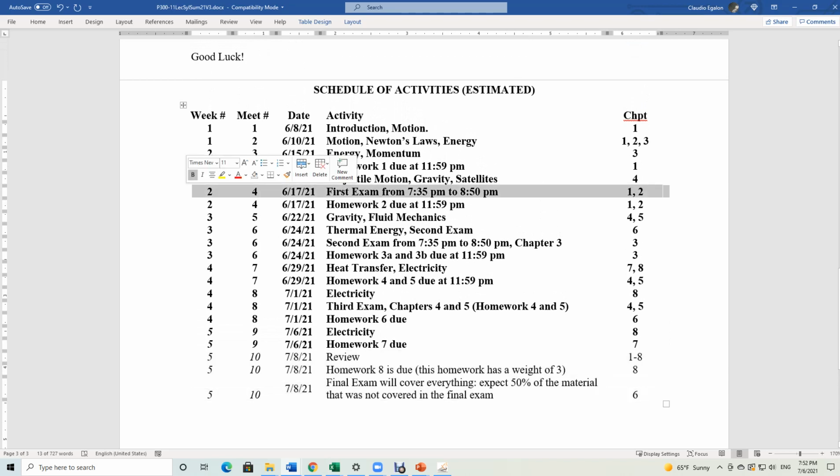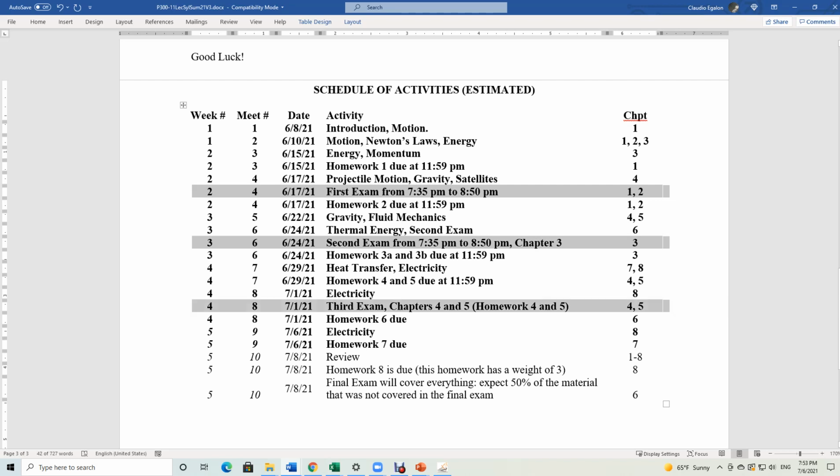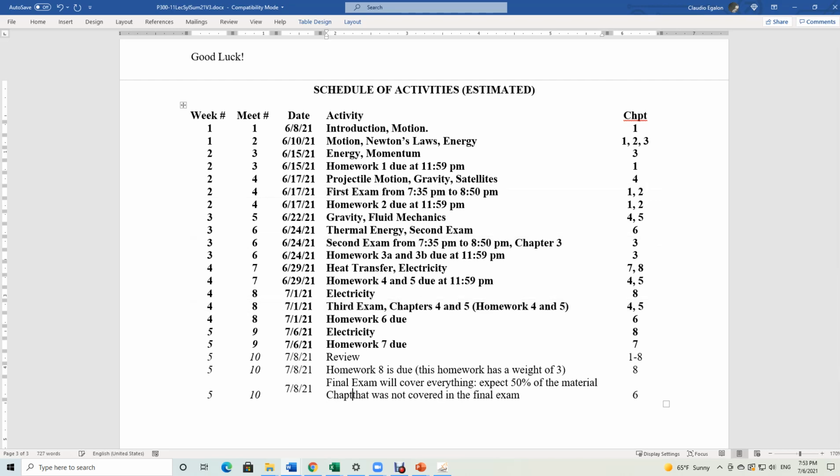Exam 1, first exam, chapters 1 and 2. See that? Second exam, just chapter 3. Third exam, chapters 4 and 5. See that? So chapters 6, 7, and 8 are going to be 50% of the final. Okay, so just chapters 6, 7, and 8. Yeah. 50% of the material is chapters 6, 7, and 8, and 50% is chapters 1 through 5. Okay, like that.